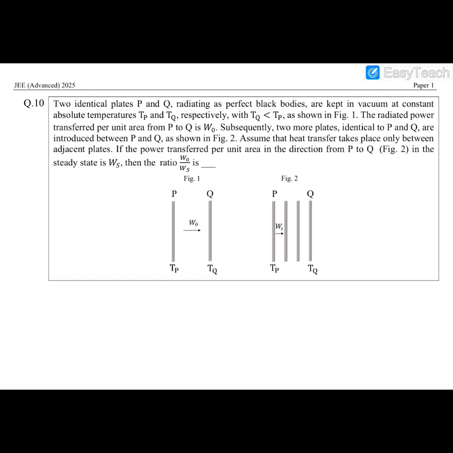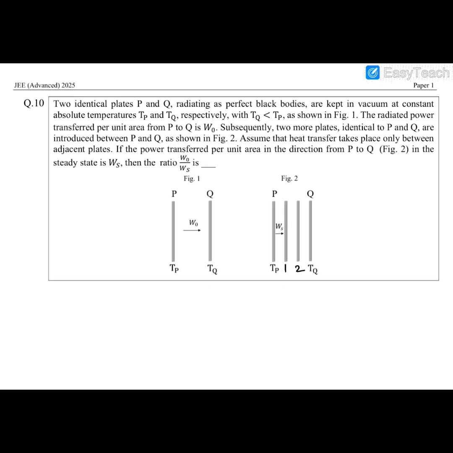And in the second figure you can see that two more plates identical to P and Q are introduced between P and Q, and the heat is exchanged only between the adjacent plates, which means that heat exchange is taking place between these two plates, between these two plates, and between these two plates. It is given that heat transfer takes place between adjacent plates, and the power transferred from P to Q in the steady state is Ws.